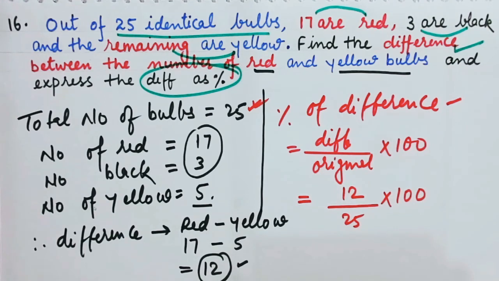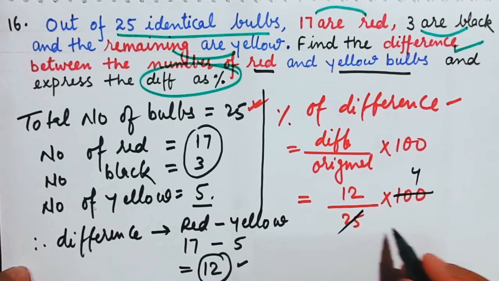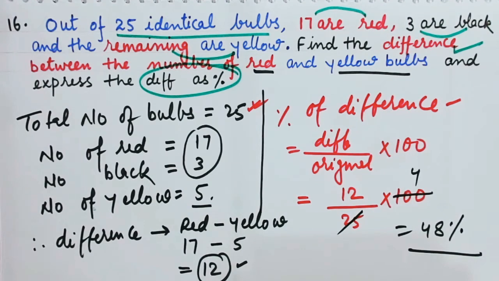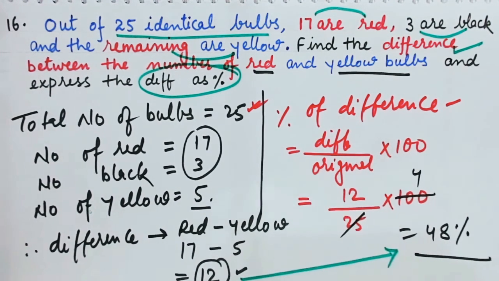So how much will you get? Let's see. 25 fours are 100, 12 fours are 48, so 48 percent. So I have expressed this difference in percentage. Okay.